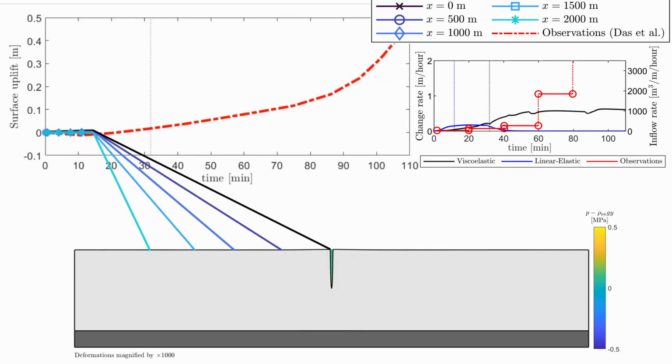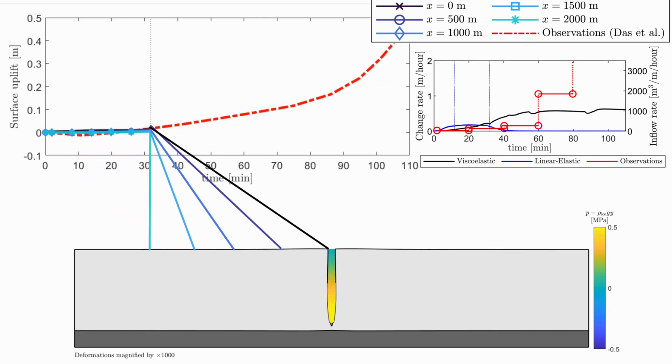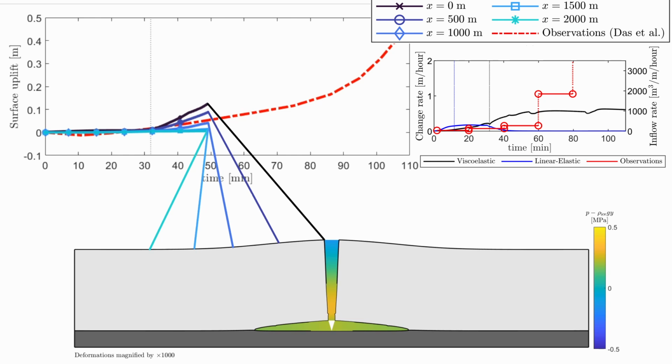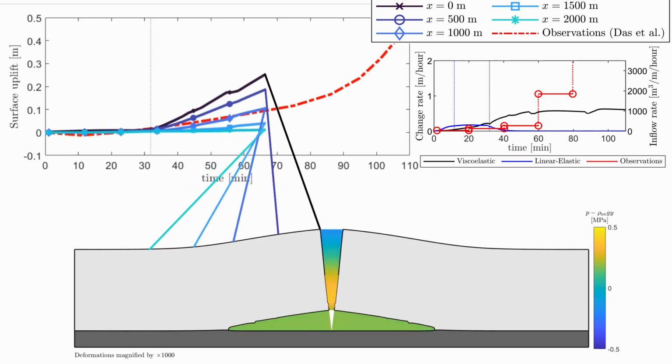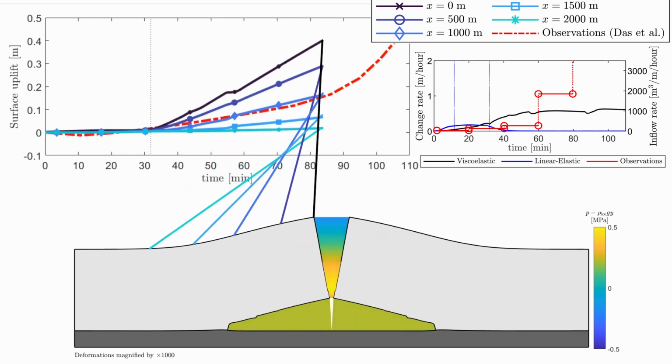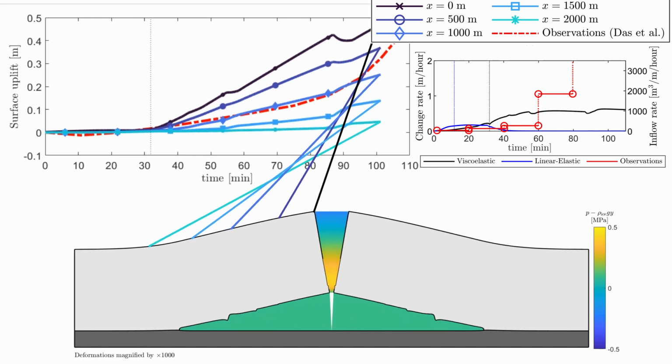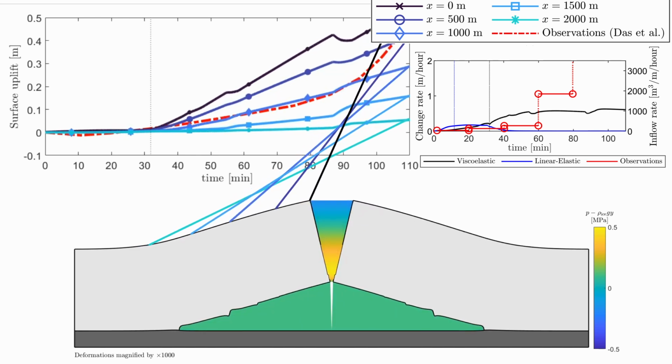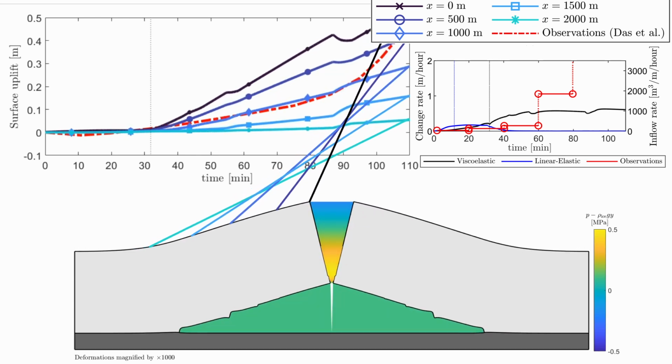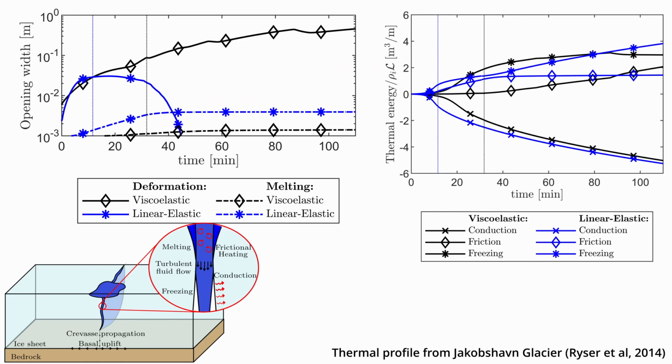Comparing this model to observational data from a 2008 rapid lake drainage event indicates that including these viscous effects is needed to obtain a reasonable match. The presented model is able to capture the uplifting of an ice sheet and estimate the volumes of water involved during this process.